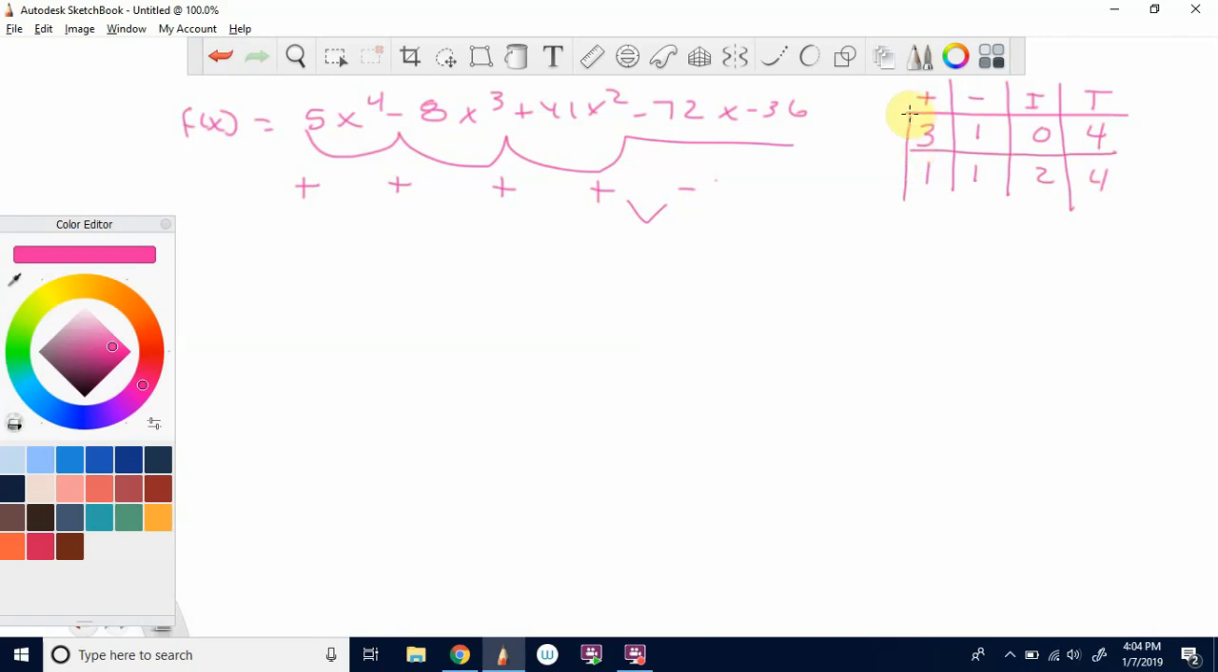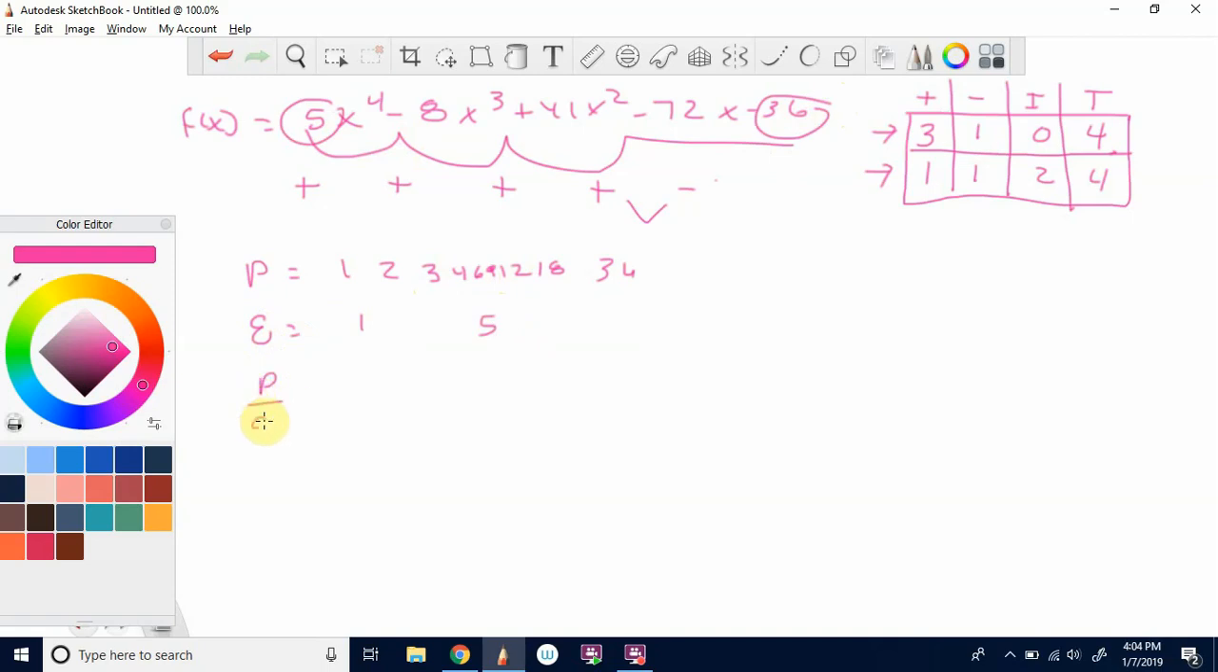So my possibilities of rational zeros are this row or this row. These are just possibilities. Okay, so now let's look at finding P. So P is going to be 1 and 36, 2 and 18, 3 and 12, 4 and 9 and 6. And what is Q going to be? Remember, this is P and this is Q. Q is going to be 1 and 5.